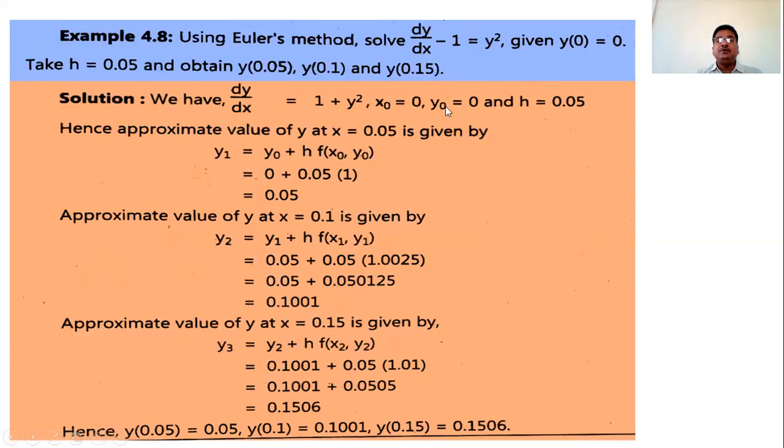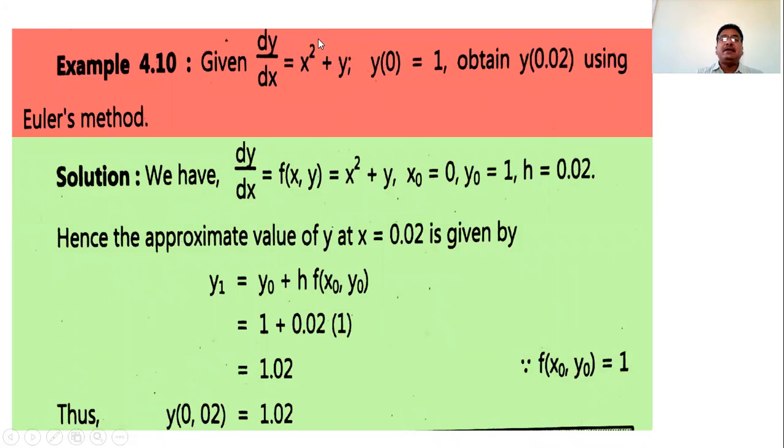And then y at 0.15. That is, the value at 0 is given, then the value at 0.05, the value at 0.1 and the value at 0.15. By adding 0.05 we have 0.1, and then 0.1 plus 0.05 is 0.15. The answer at 0.15 is what? y3 is equal to y2 plus h f(x2, y2), and when we substitute the values, we get the answer. And these are the final answers, y at 0.05, 0.1 and 0.15.